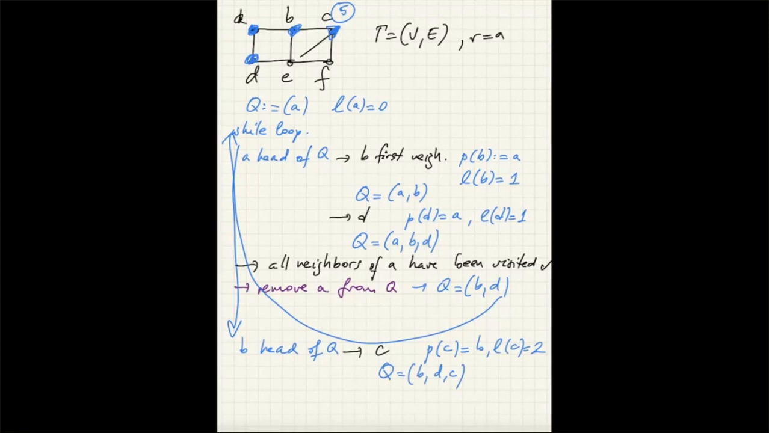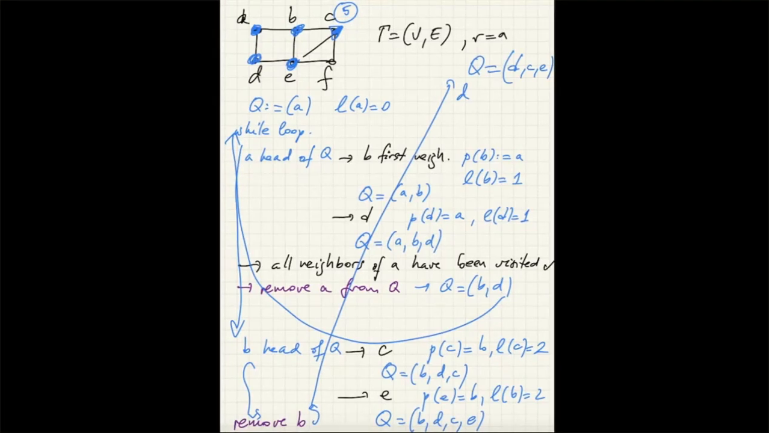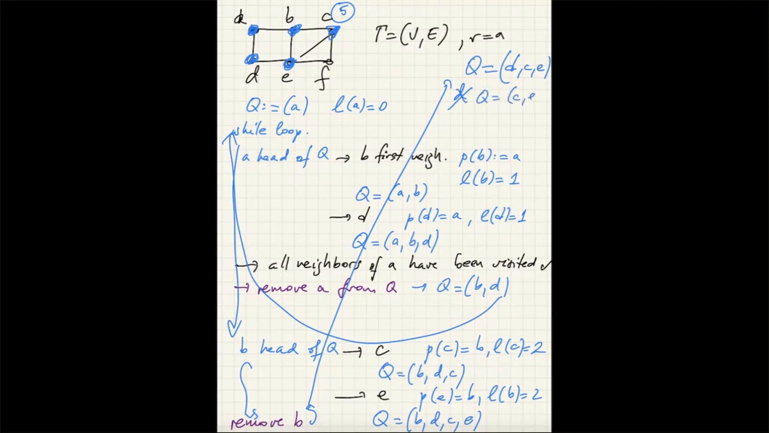And then does B have any other neighbors that haven't been visited? Yes, that's E. Do the same thing. The parent of E is B, and the level of E is 2, and the Q becomes B, D, C, E. And then we are done because all the neighbors of B have been visited. So you remove B, and let me go here to the top. The Q becomes D, C, E. And you take D, all its neighbors have been visited, so you can take it out from the Q, so the Q becomes C and E.